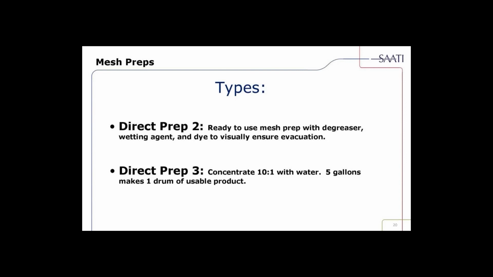Direct Prep 3. This is a concentrate derived from the Direct Prep 2. It runs at a 10-to-1 concentration level with water. So what that means is a 5-gallon container will make a 55-gallon drum of usable product. We do tend to use this in our spray system applications, and it also can be used in an automatic reclaim unit.